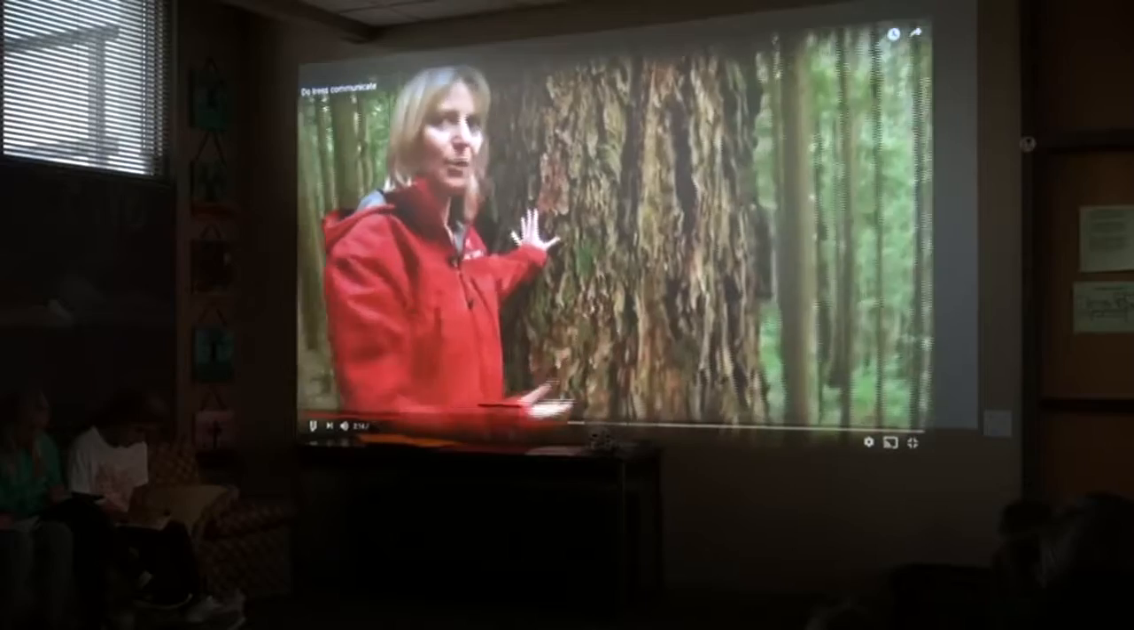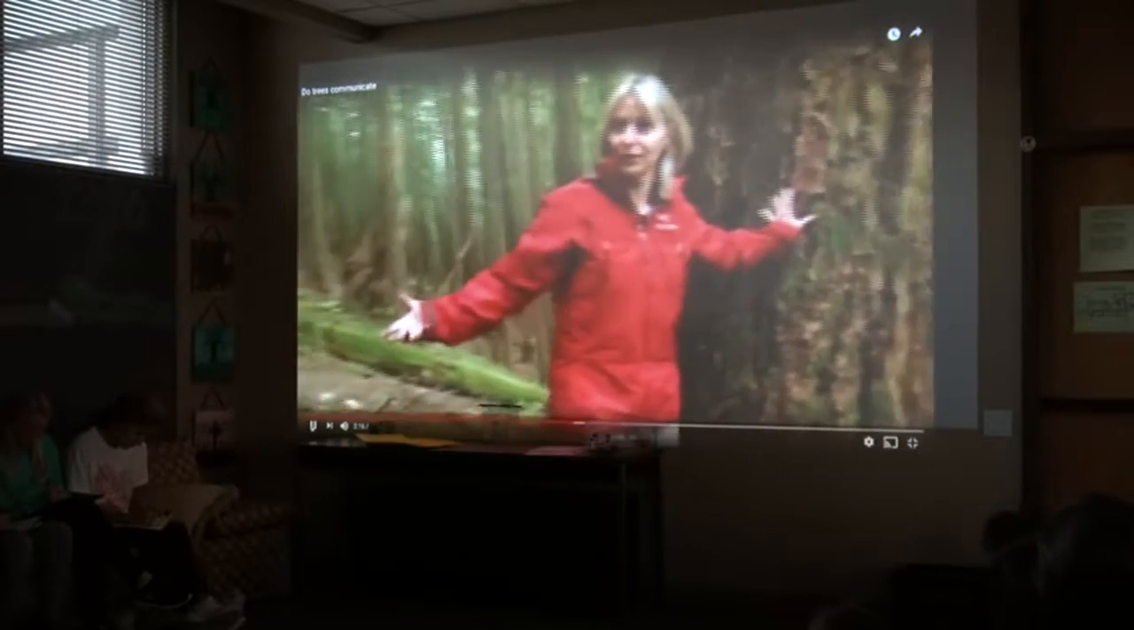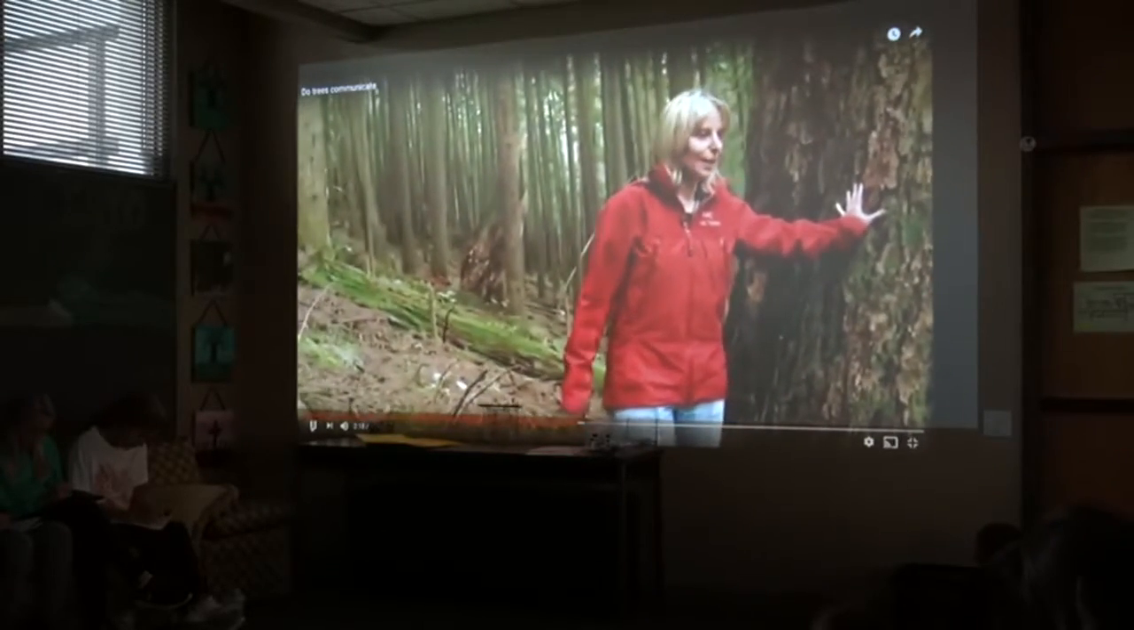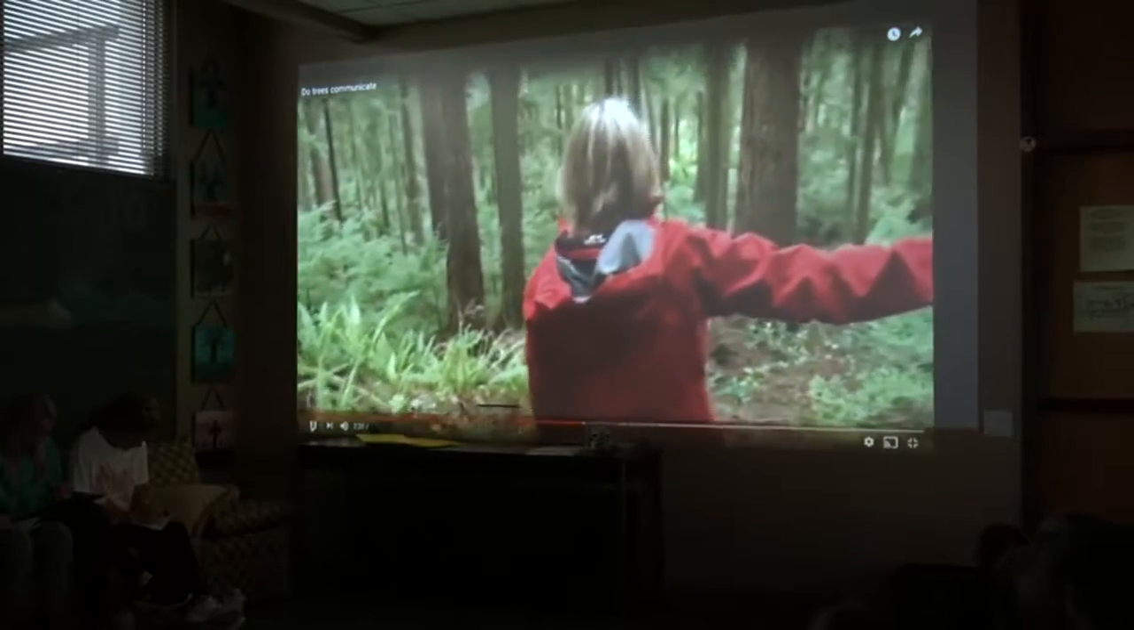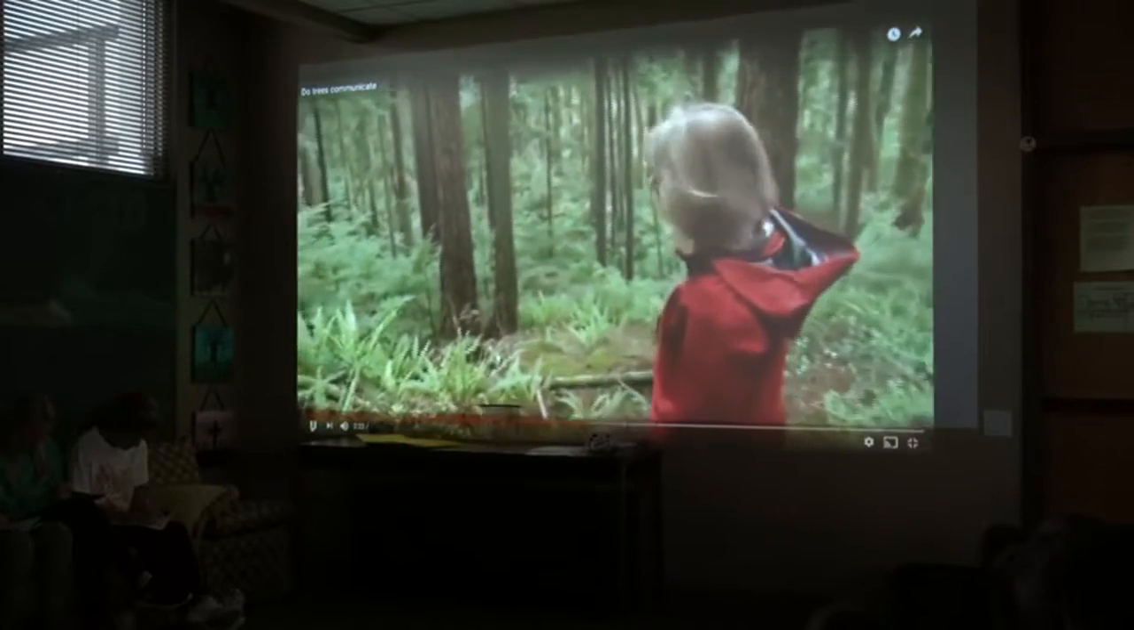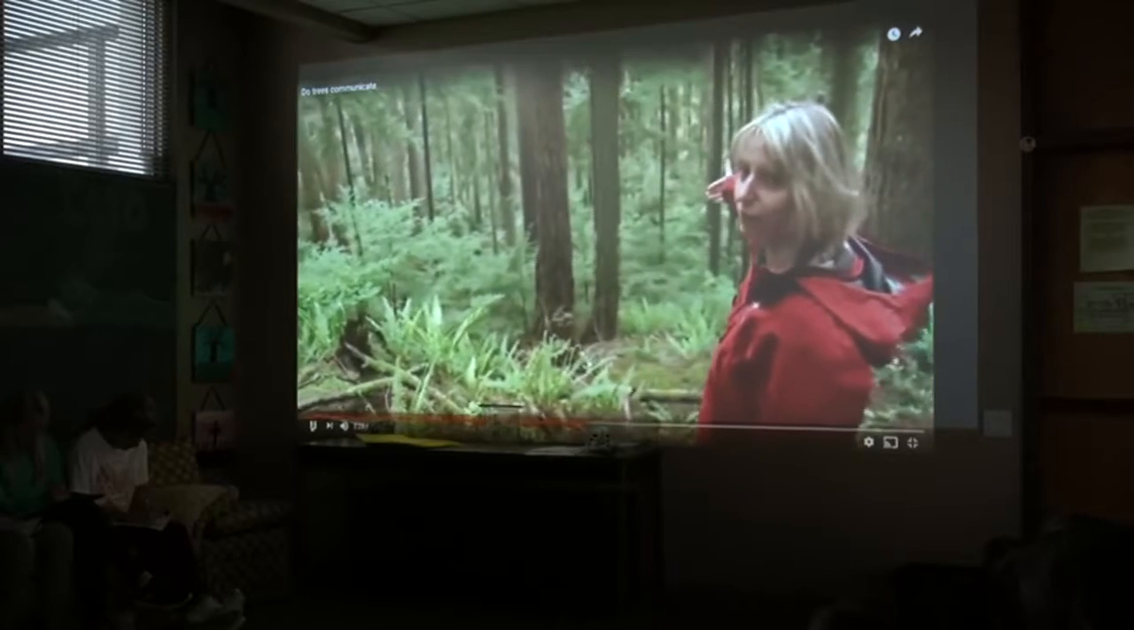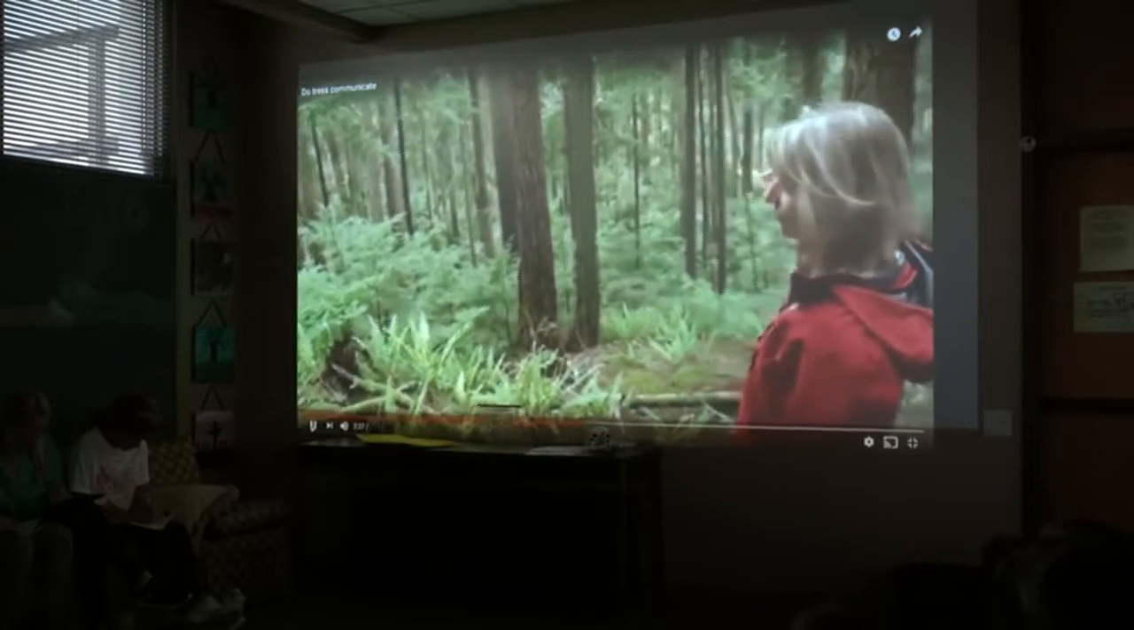It's probably networked into all of the trees all around it, even though they're of different species. So this tree is probably linked over to trees as far as you can see. It's just that there are trees in between that are the bridges for the network.